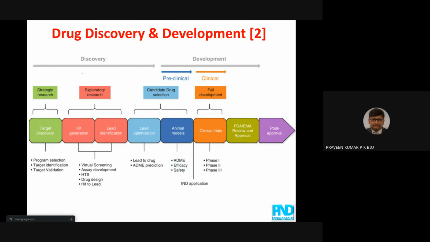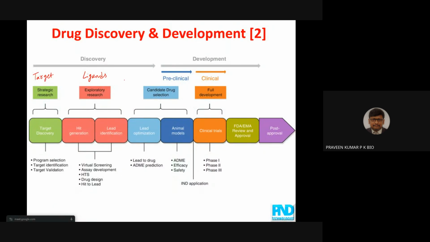Drug discovery and development. If you see the first step, what we go ahead with is the target discovery, which is a strategic research. Here, these are the three protocols we follow: program selection, target identification, and target validation. That's what we discussed yesterday. And the next is exploratory research. Here, we are focusing on ligands. If you're focusing on targets or receptors, here we generally focus on the ligands. I told you earlier, the ligands are usually drugs in small molecule discovery for the treatment of diseases.